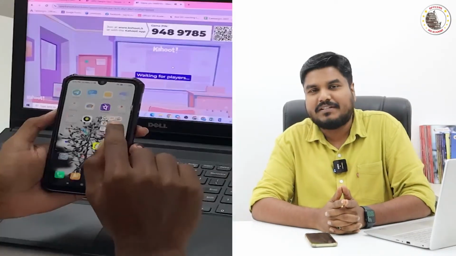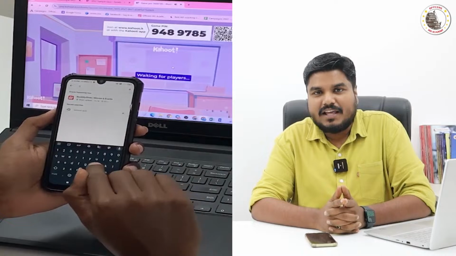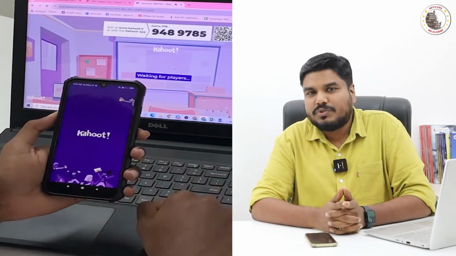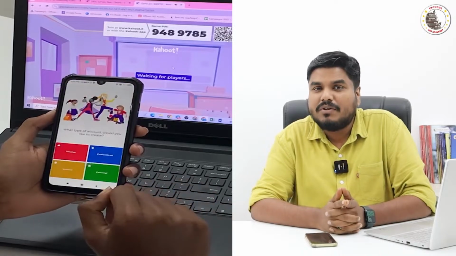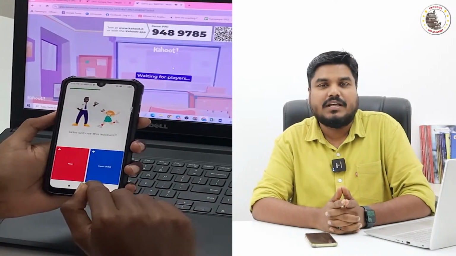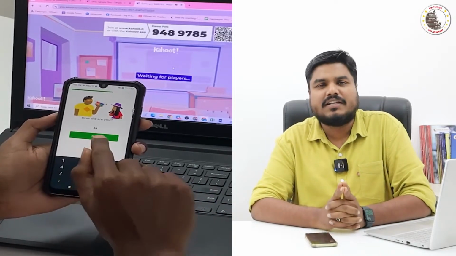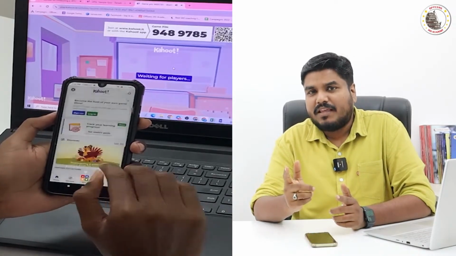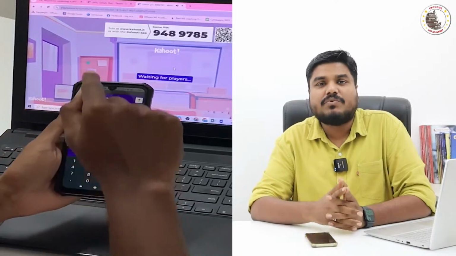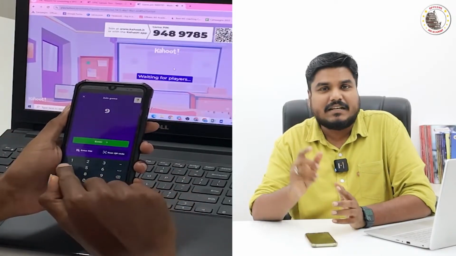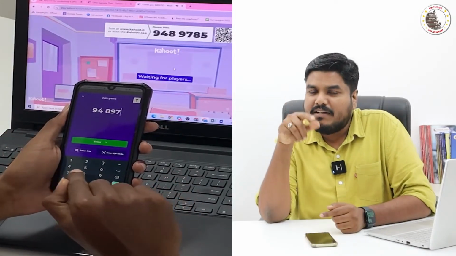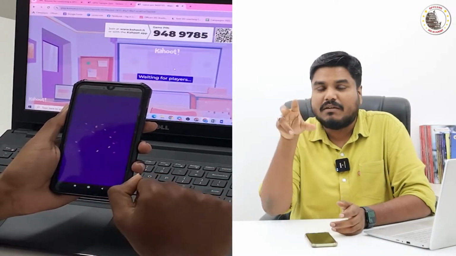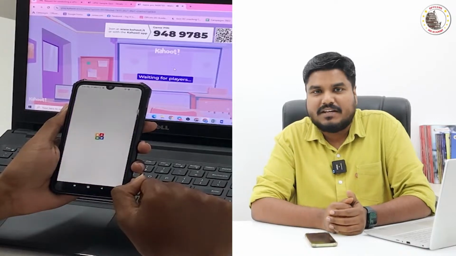So how to participate? You have to install a mobile application. Go to either the App Store or the Google Play Store to download the application named Kahoot. Download and install it. Every Saturday at 6 p.m. in the live video, I will give you a 7-digit PIN. You have to enter that 7-digit PIN in the Kahoot application.